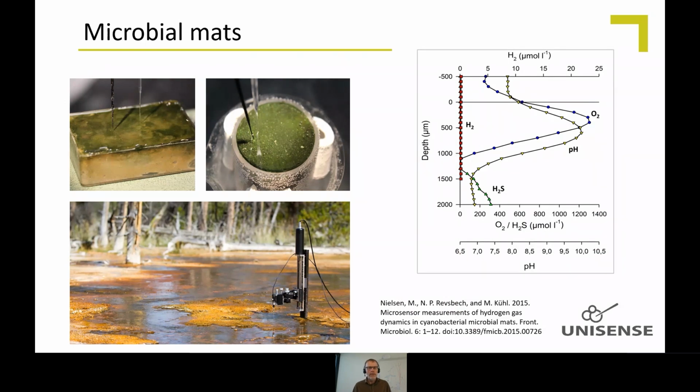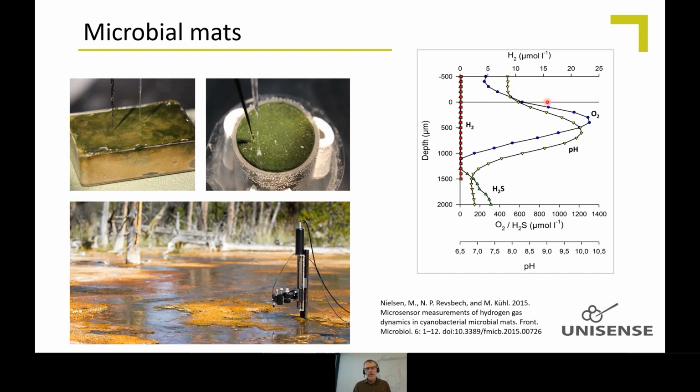Just a couple of examples where the sensors have been used. For example, in microbial mats, either in the lab in sediment cores here or in Yellowstone out in the field. Just an example of what you can get. The depth axis is always vertical here. That's the y-axis, and the concentrations are given on the x-axis, which is always horizontal.